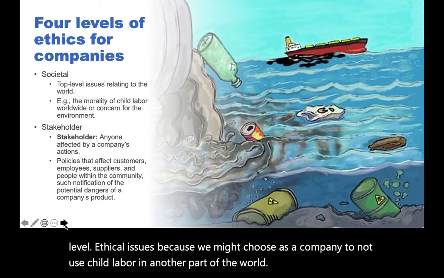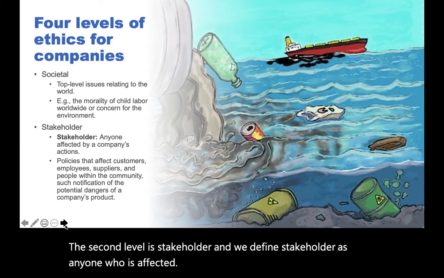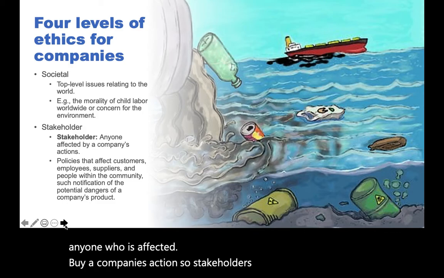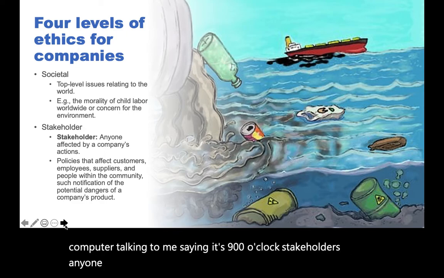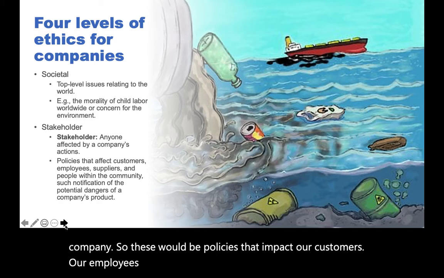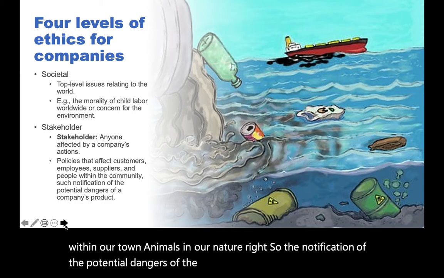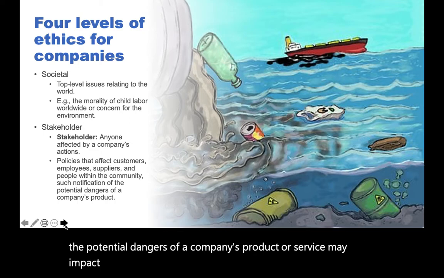The second level is stakeholder, and we define stakeholder as anyone who is affected by a company's action. A stakeholder is anyone who's affected by a company's actions or is impacted by a company. So these would be policies that impact our customers, our employees, our suppliers, people within our community, rivers within our town, animals in our nature, right? So the notification of the potential dangers of a company's product or service may impact these. So the stakeholder level is anybody who's touched by a company.